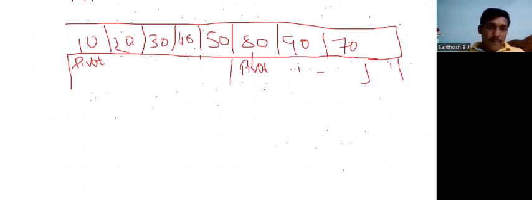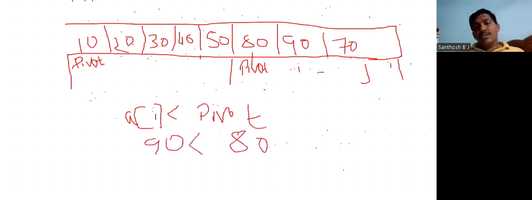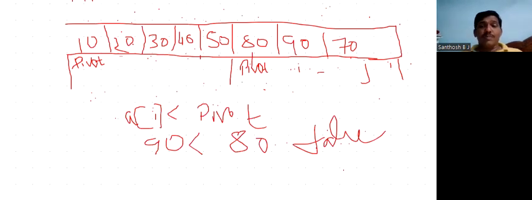Is A of I less than the pivot value? We compare this. What is that? A of I is 90. Is 90 less than 80? No, the condition is false. If the condition is false, stop incrementing I. I'll go a little faster now, because the steps are the same. Yes, 90 less than 80? No, the condition is false, so we stop incrementing I.